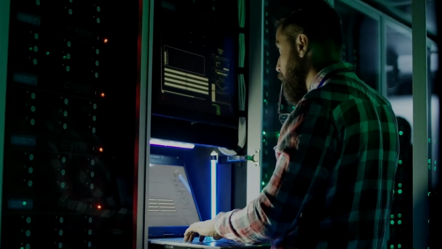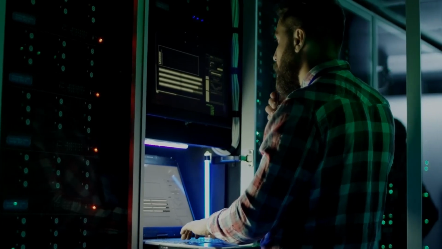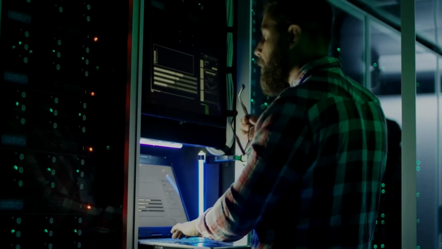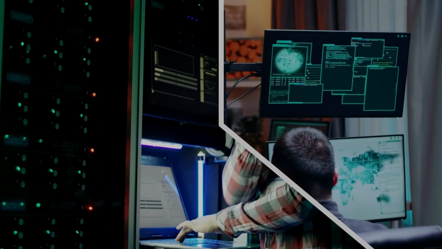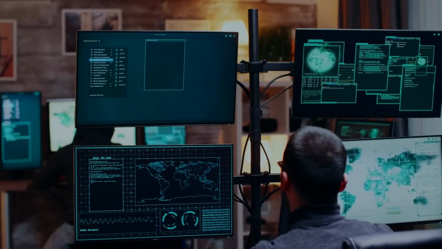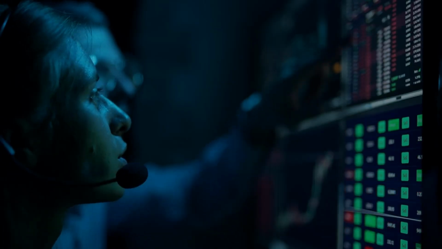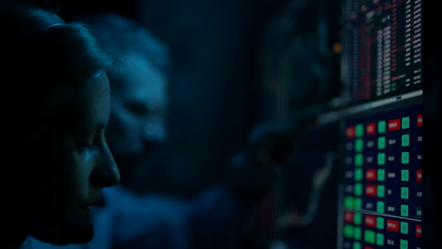In the era of cloud computing, mastering serverless computing allows developers to harness the full potential of cloud services, build highly scalable and resilient applications, and optimize costs by paying only for actual usage.